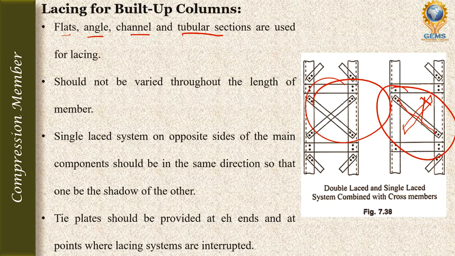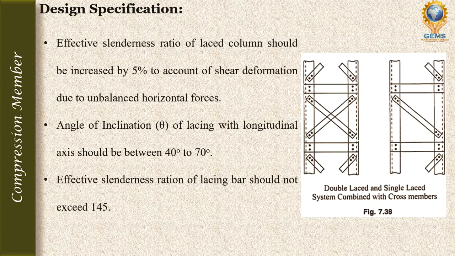And the fourth point is tie plates should be provided at the ends and at the points where the lacing systems are interrupted. So this is the tie plate, and here also we will provide the tie plates. These tie plates are used to connect the lacing system with the member. So these are the general specifications of the lacing system. We will see the design specifications.